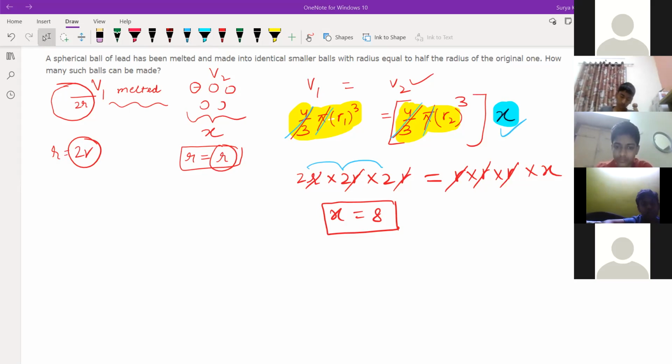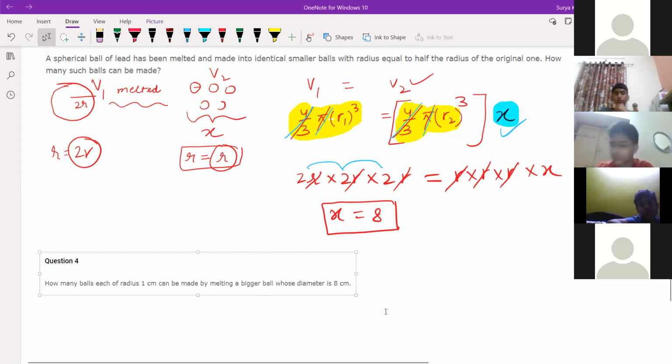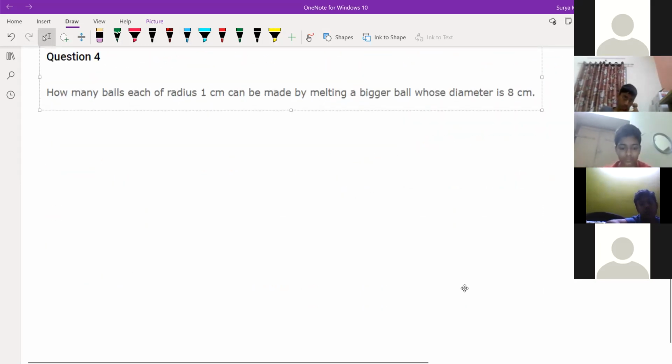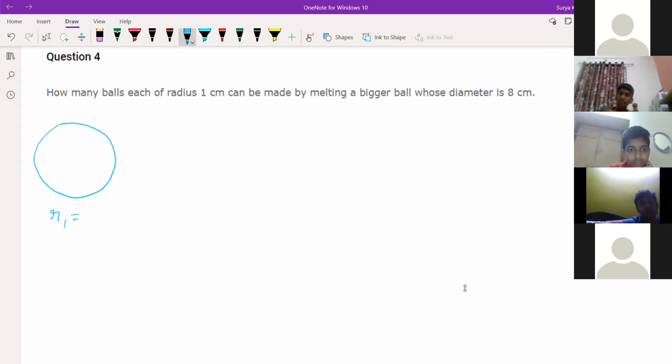So this question is also very easy. How many balls, each of radius 1 centimeter, can be made by melting a bigger ball whose diameter is 8? So this is a similar question. One bigger ball is there, this R1, the radius is 8 centimeter. Okay, so now we are making small, small balls. We don't know how many balls there are. We just let X balls be there.